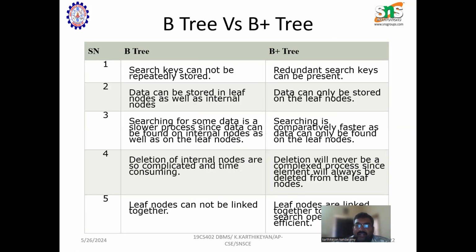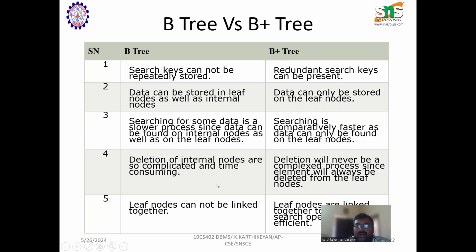So these are the advantages and disadvantages, going from B tree versus B plus tree. In a B tree, search keys cannot be repeatedly stored, while in a B plus tree redundant search keys can be present. In a B tree, data can be stored in the leaf node as well as the internal node, while in a B plus tree data can only be stored on the leaf node. Searching for some data is slower in a B tree, since data can be found in the internal node as well as the leaf node. Searching is comparatively faster in a B plus tree, as data can only be found in the leaf node.